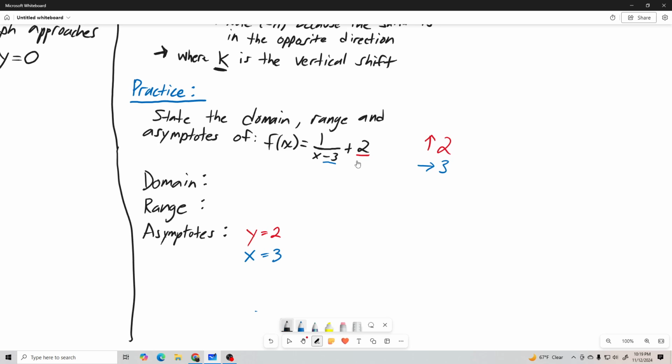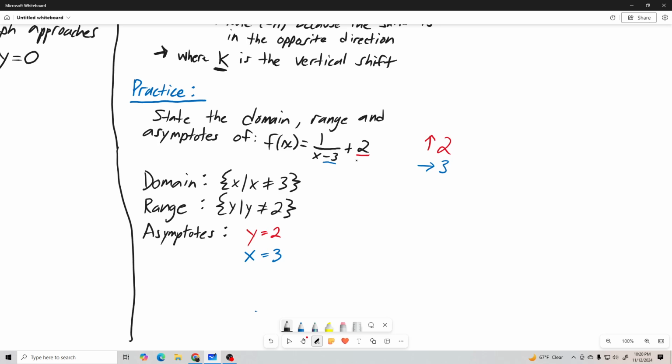And now if we look at our domain and range, our domain is all of our x values except for 3, because the asymptote shows where it's not. So for our domain, we can say x such that x does not equal 3. And then for our range, we just know y can't equal 2. So we can say y such that y does not equal 2. Now we've set our domain, our range, and our asymptotes. We've done everything this problem's asking.